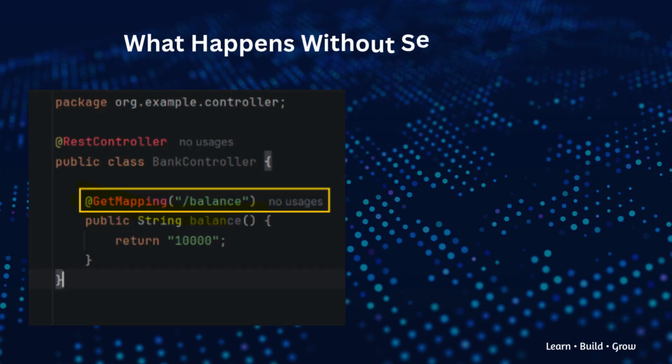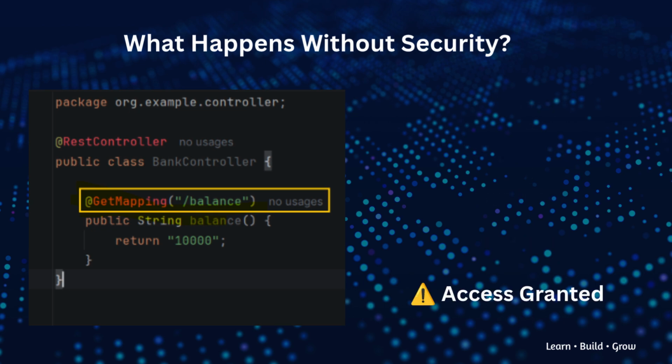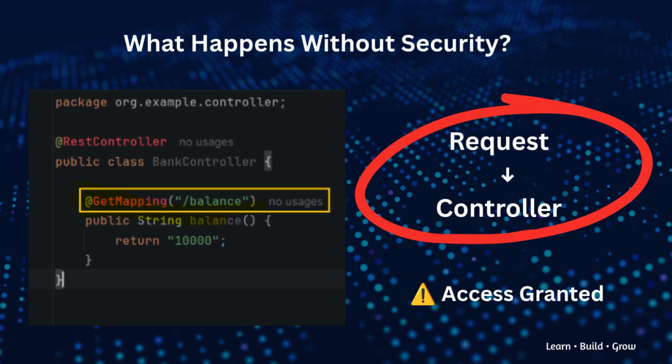Let's look at a simple Spring Boot controller. This endpoint returns a user account balance. Now imagine someone sends a request to this endpoint. Since there is no security, the request goes directly to the controller and immediately gets a response. No login is required, no user is verified, no permissions are checked, which means anyone can access sensitive data.